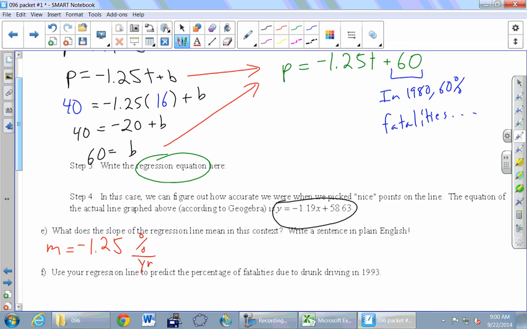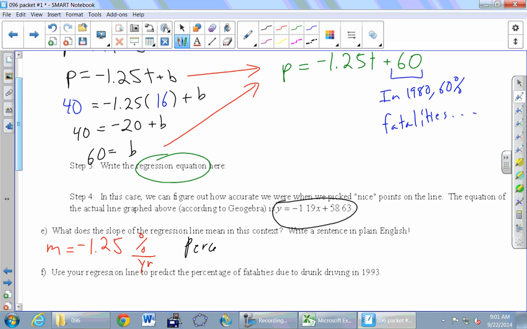So let's see if we can write a sentence in plain English that interprets that number. So as the years pass, what is this 1.25%? Fatality rate went down. Why are you using down? This is negative, right? This represents a change in percentage every year. A change by negative 1.25% per year. Typically we don't say things changed by negative amounts, they just say they decreased. So that's our sentence, something like this.